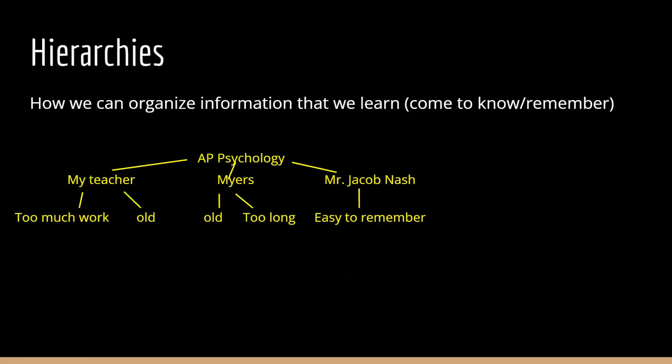That's mnemonics. All right, hierarchies. This is just a way that we can organize information that we learn. So maybe you have a higher up thing like AP Psychology, and you divide that into three things: my teacher, Myers, Mr. Jacob Nash. So you might say your teacher, they give me too much work. They're old. Myers is very old, and his modules are too long. Mr. Jacob Nash, easy to remember. I hope that's what you say. Your teacher might not be old, might not give you too much work, and you might not dislike the Myers textbook. But I don't know if you had an easy time understanding it. I don't think you would click on this video.